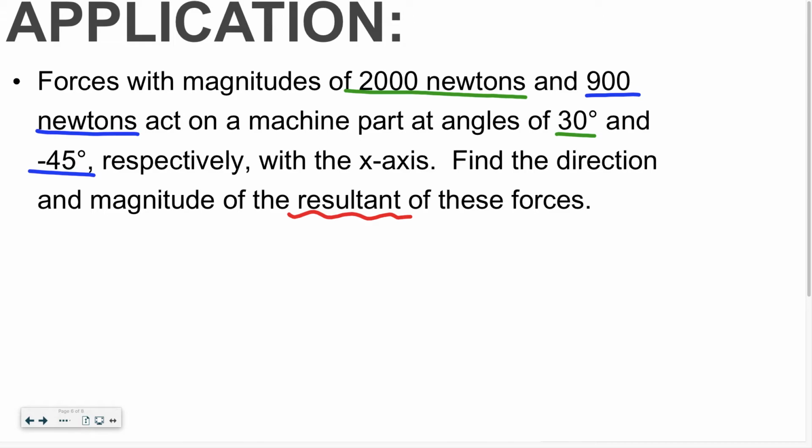All right? And in the previous example, we looked at how if we have two separate vectors that we need to add together, we need them to be in their component forms first. Okay? So let's start with our green vector. Our green vector has a force of 2,000 newtons and an angle of 30 degrees.